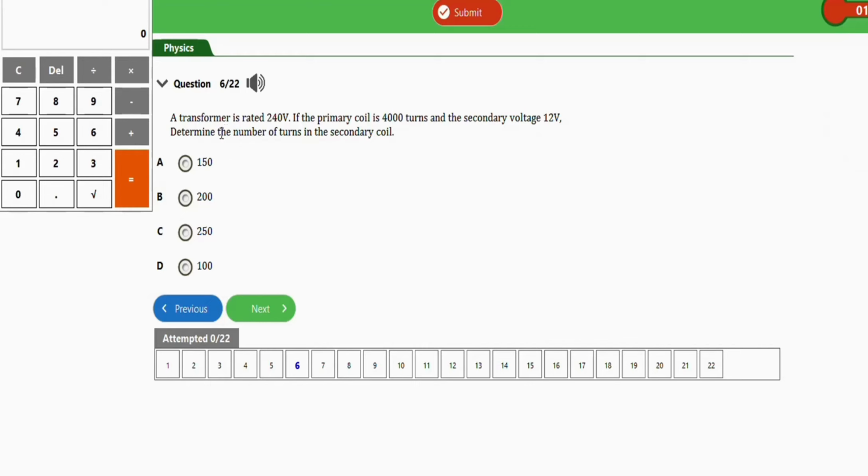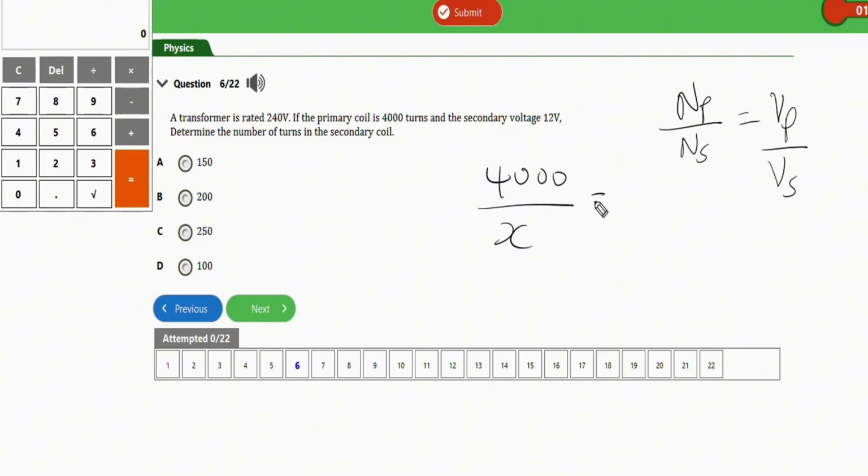So the question says a transformer is rated 240 volts, if the primary coil is 4000 turns and the secondary voltage is 12 volts, that means the number of turns in the secondary coil. So we are still going to make use of this formula, our NP over NS equals VP over VS. So in this question, our NP will be 4000 turns over, we are looking for the NS equals, our primary voltage is 240, our secondary voltage is 12.